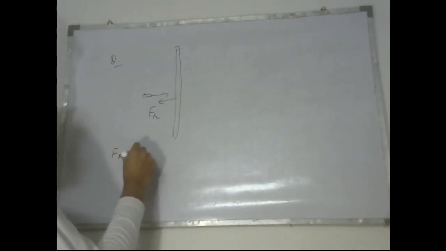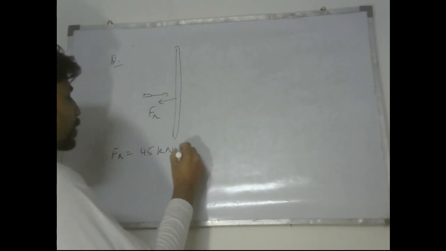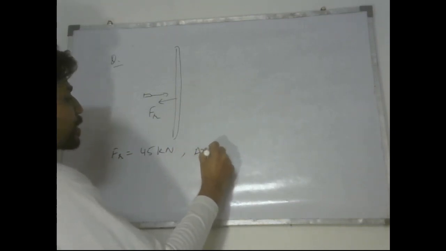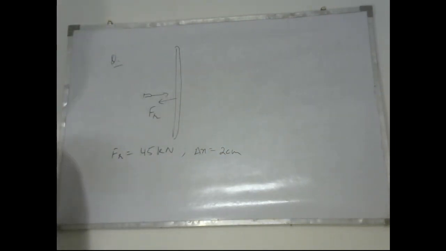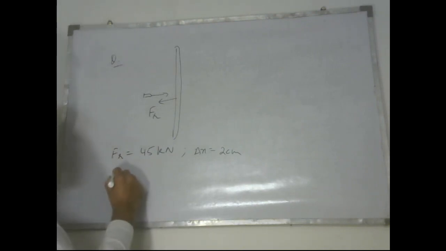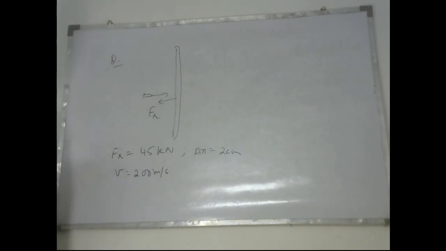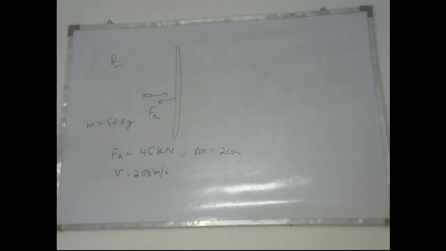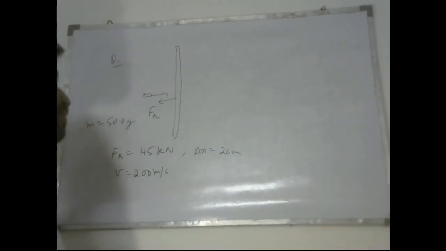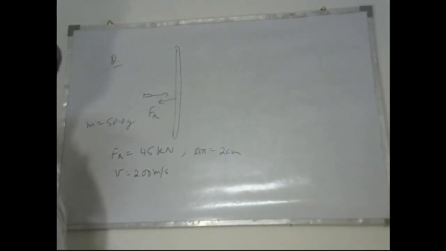The resistive force provided by this plank is 45 kilonewtons, a pretty high force, and the thickness of this plank, that is the displacement, is 2 centimeters only, a very thin plank. The speed with which the bullet is fired is 200 meter per second. Obviously the bullet would be a fast bullet, otherwise what is the purpose of it? And the mass of the bullet is 50 grams. So the bullet is of 50 grams, its speed is this, resistive force provided is this, and displacement is this. We have to find the final speed of the bullet after it has perforated this plank.